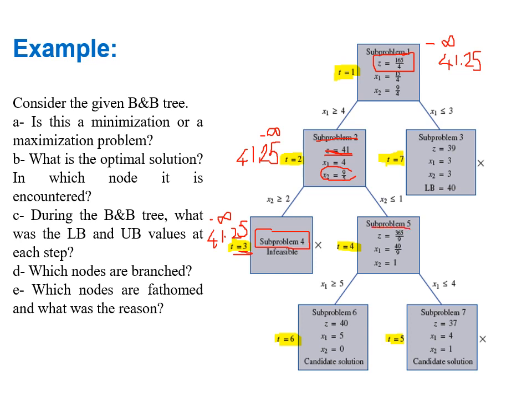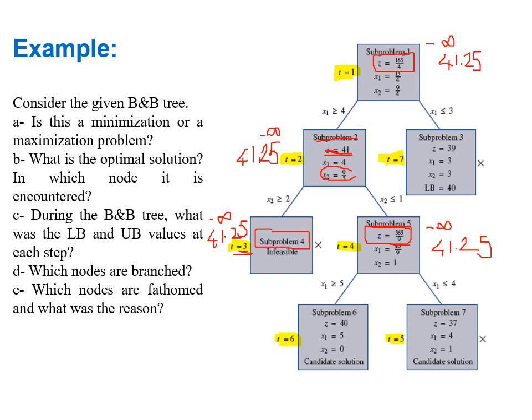Okay, and we find a solution, but it's not an integer feasible solution. Still we don't have any candidate solutions, therefore the lower bound is still minus infinity, and the upper bound is the best possible that we can obtain from the unexplored nodes. From subproblem 5, the best possible that we can obtain is this, but the best possible that we can obtain from subproblem 3 is given by its parent. Therefore, the upper bound is still 41.25.